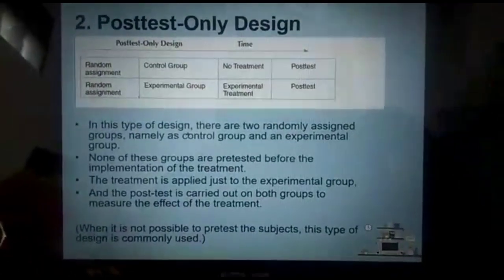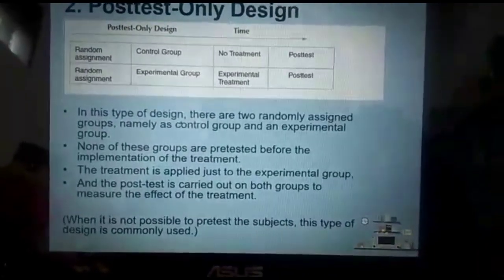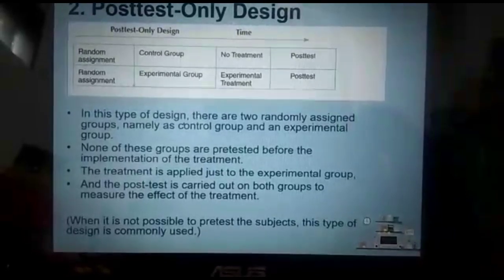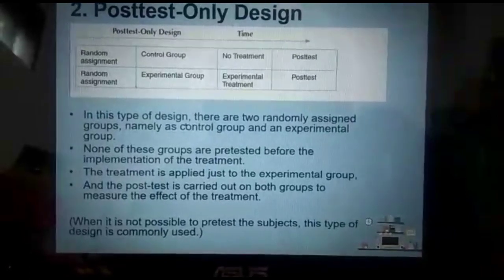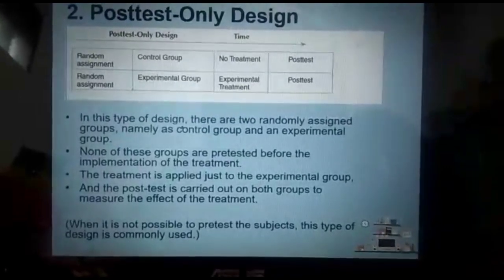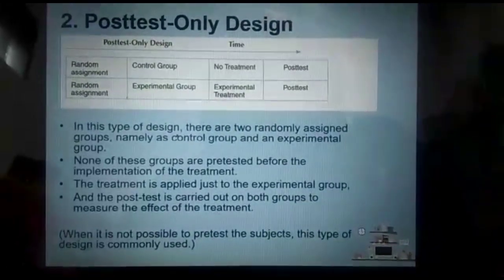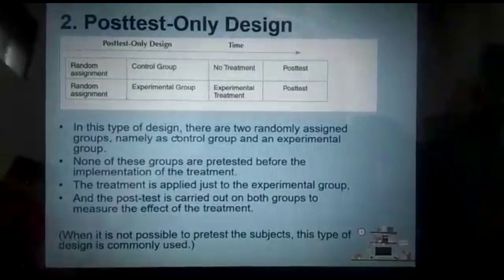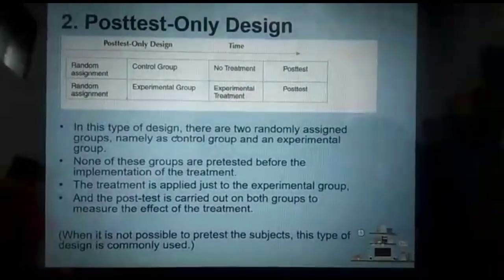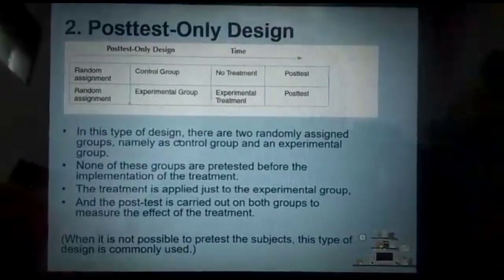The last, post-test only design. Here is the table. In this type of design, there are two randomly assigned groups, namely a control group and an experimental group. None of these groups are pre-tested before the implementation of the treatment. The treatment is applied just to the experimental group, and the post-test is carried out on both groups to measure the effect of the treatment. When it is not possible to pre-test the subjects, this type of design is commonly used.